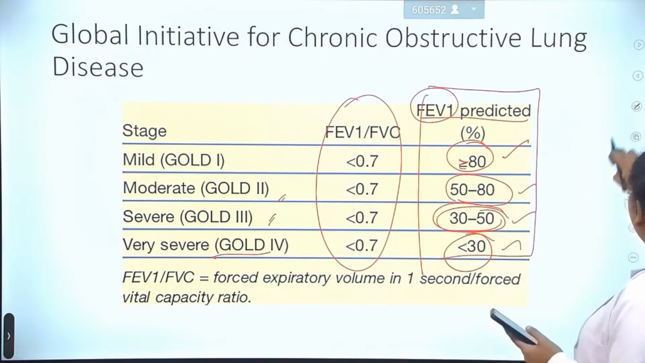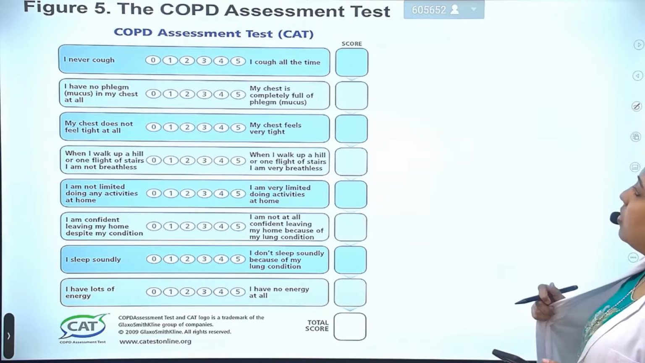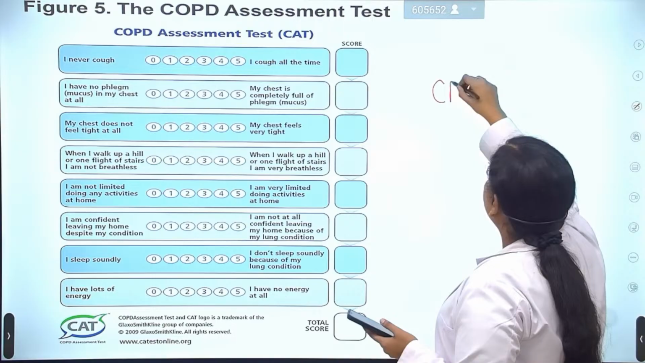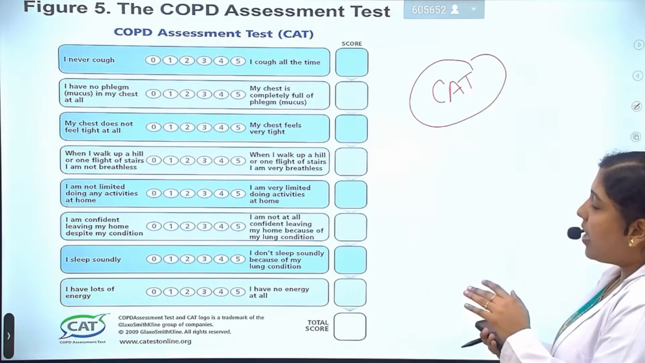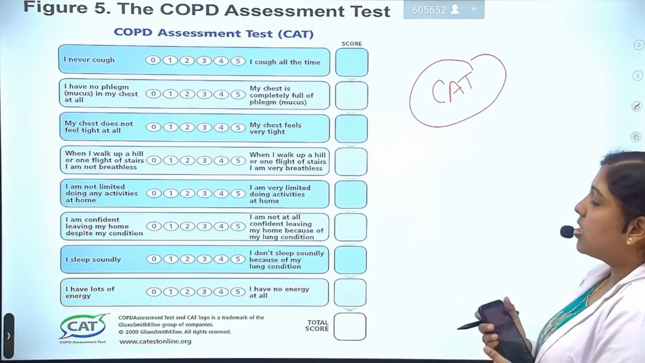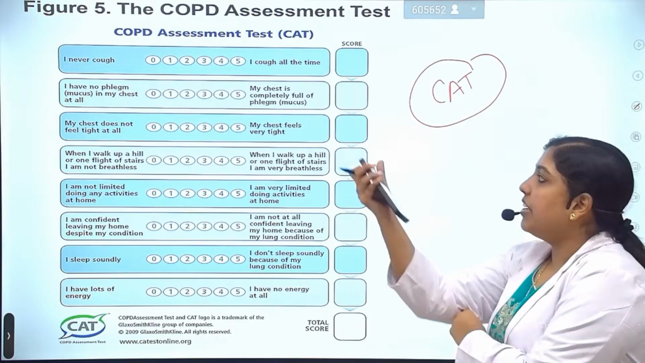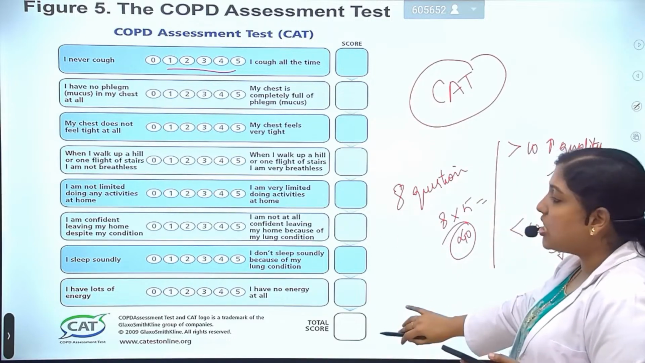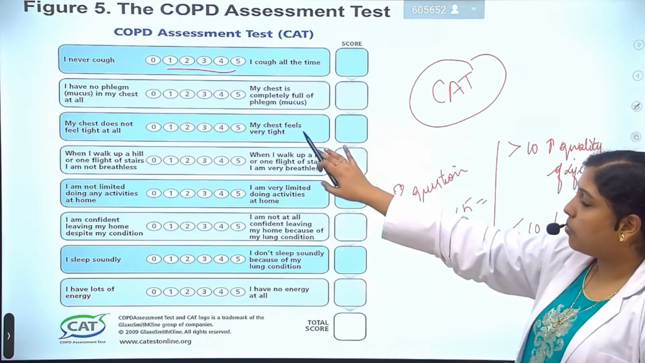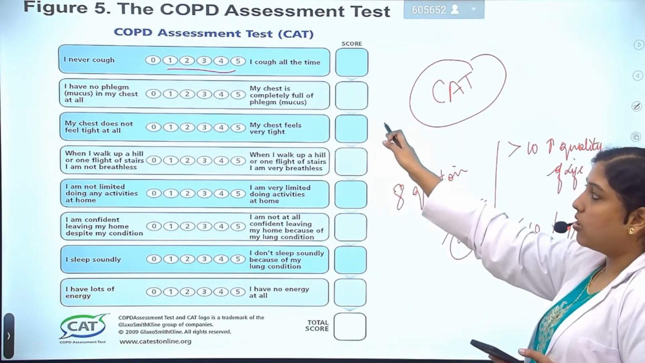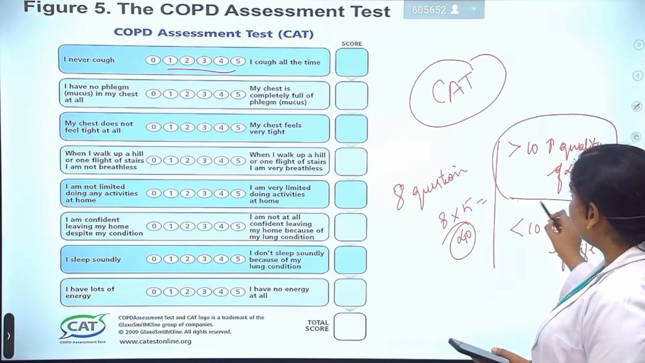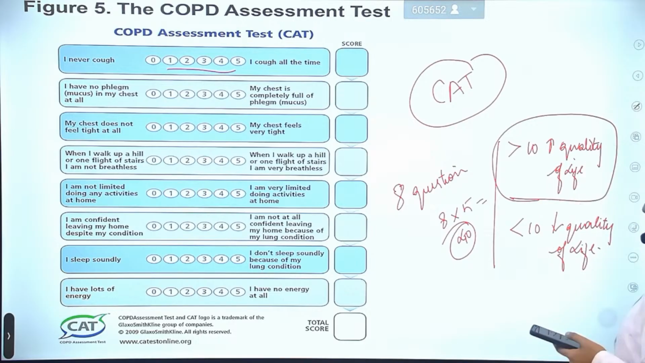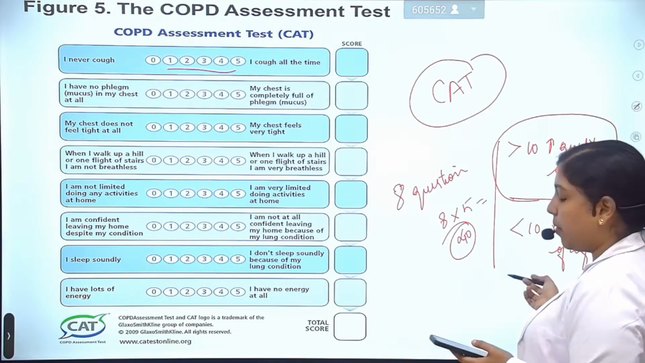Next we have the COPD Assessment Test, that is CAT. This CAT is a questionnaire, like a Likert scale questionnaire, from 'I never cough' to 'I cough all the time'. The patient gives a score from 1 to 5 for each of 8 questions. When the patient's score is more than 10, there is a good quality of life. When it is less than 10, there is a very poor quality of life.